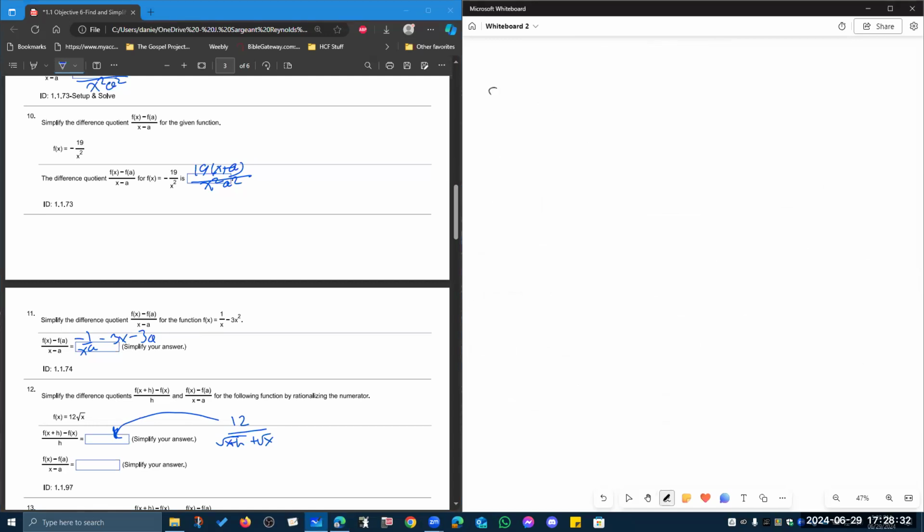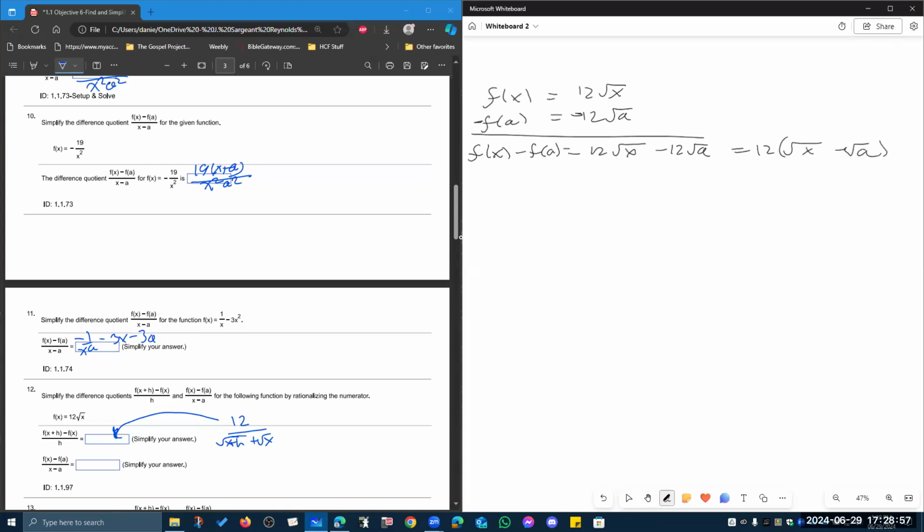F of x is equal to 12 root x. So f of a is equal to 12 root a. I'm going to subtract. F of x minus f of a is 12 root x minus 12 root a, which is 12 times root x minus root a. And we're going to rationalize that numerator.